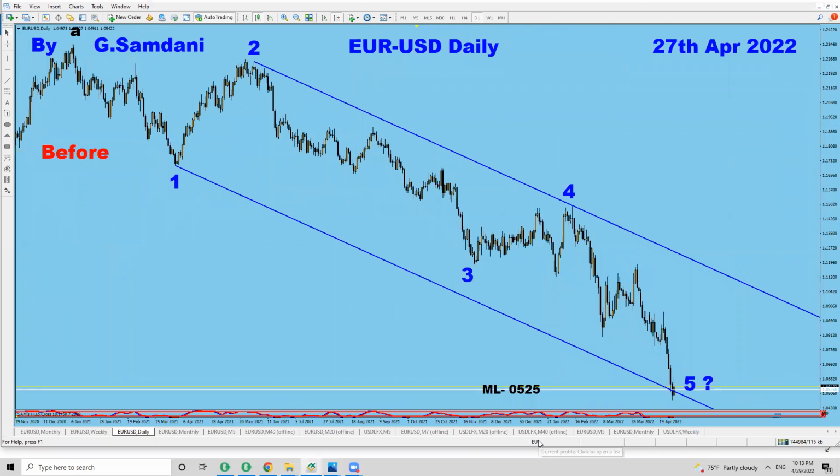Let me just go there and show you. So this is what's happening. Be ready. The Euro USD chart is open here. So I'm just going to go 1, 2, 3, 4. I see 5. Then comes A to the upside. So this is the time. If Euro USD stays above 0525, going up.